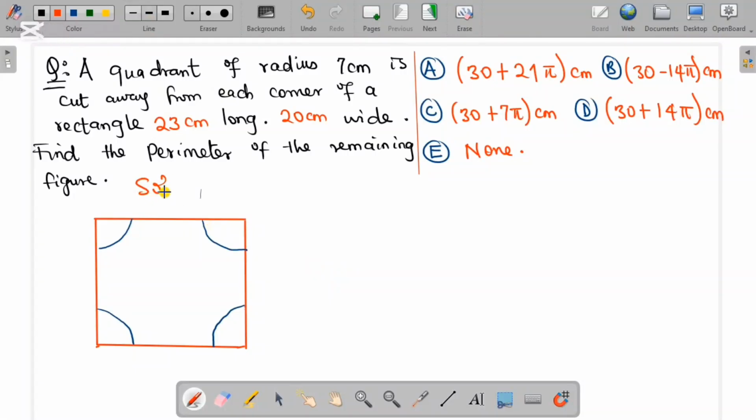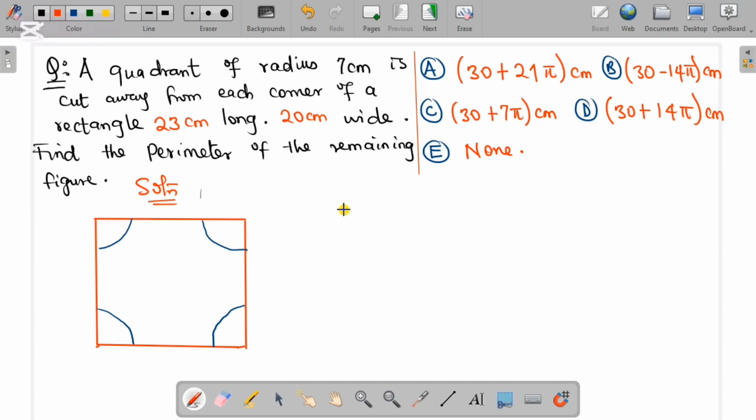Okay, so here we are asked to find the perimeter of the remaining shape. Let's begin the question. It says a quadrant of radius 7 cm is cut away from each corner of a rectangle, and the rectangle is 23 centimeters long and 20 centimeters wide. We are asked to find the perimeter of the remaining figure. Of course, this is an Olympiad exam of British level.